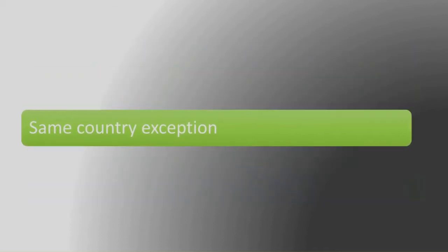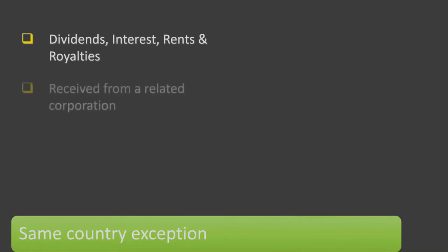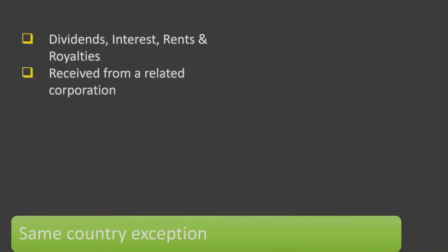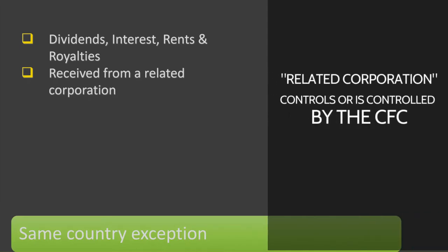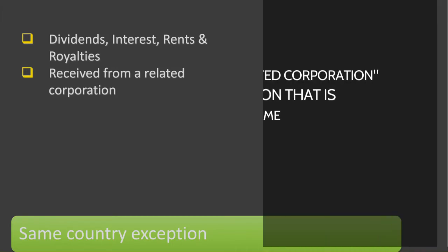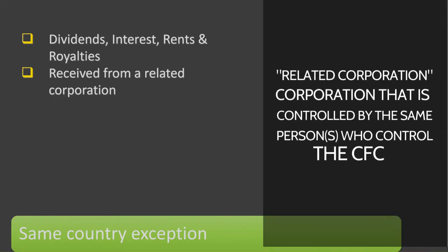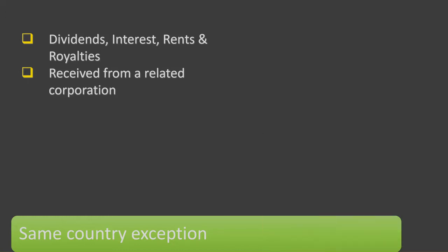The first exception is the same country exception. It applies to dividends, interest, rents, and royalties received from a related corporation. A related corporation means a corporation that controls or is controlled by the CFC, or a corporation that is controlled by the same person or persons who control the CFC. Remember, Subpart F applies only to U.S. persons who own a CFC, which is why we look to the CFC provisions.